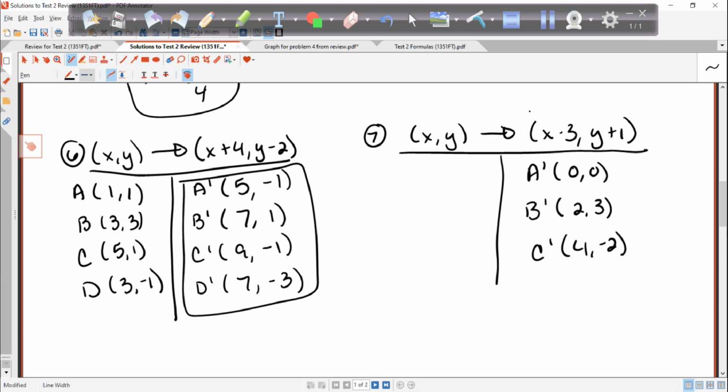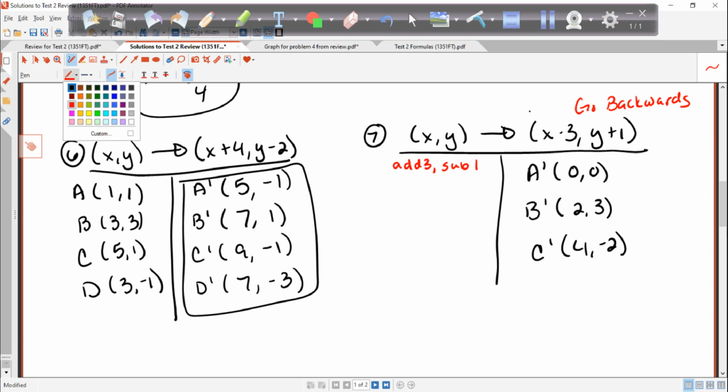And so what we're going to need to do is go backwards. Okay, so to go backwards, instead of subtracting 3, we're going to add 3 to the x value. And instead of adding 1, we're going to subtract 1. I'm going to do it the same way that I did the previous problem. I did it all at once in the notes, but it might be easier to do it this way.